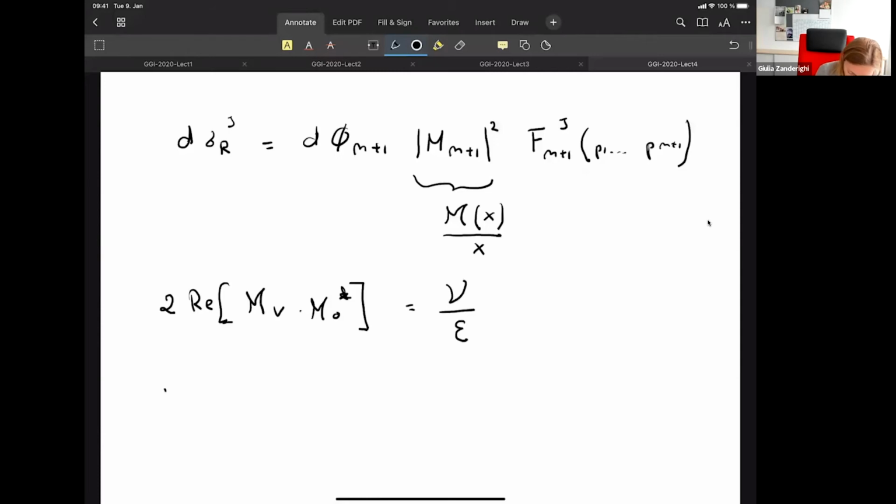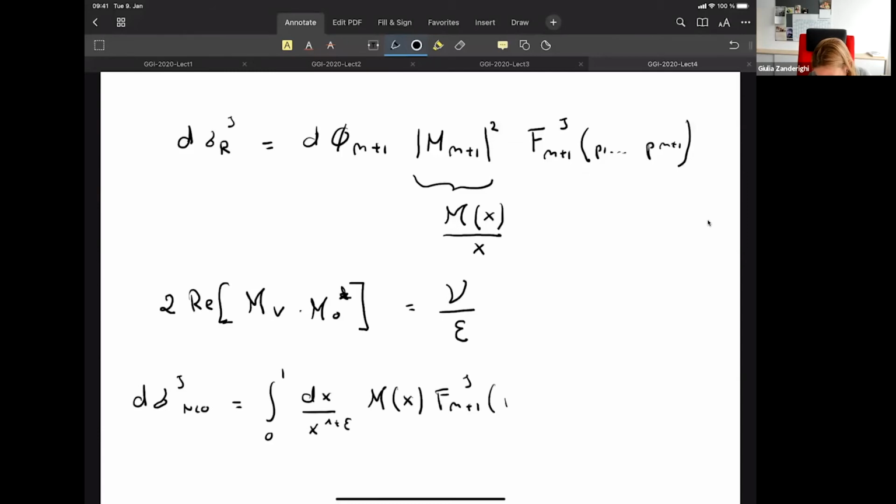So far the cross section, the sigma jet at NLO, I have this problem. I have this dx over x to the 1 plus epsilon. This is the dimensional regularization that, however, I cannot really implement in a computer program. My jet function depends on my p1 to pm momenta. And then I have the virtual correction that schematically I write as V over epsilon. And I have again my jet function here.